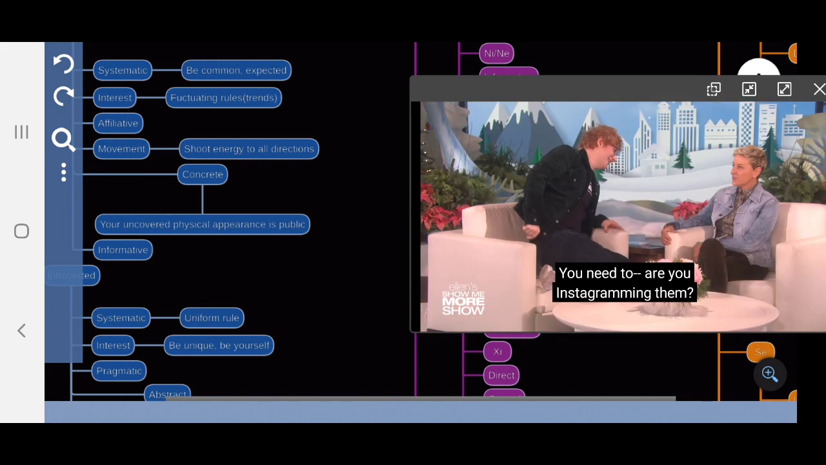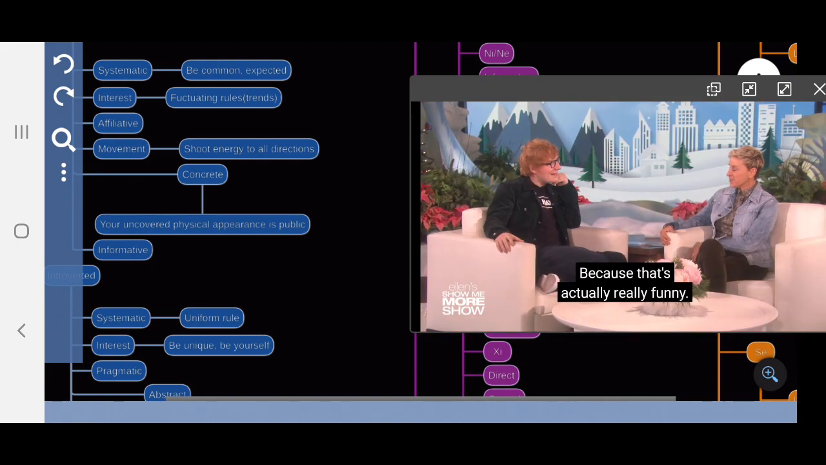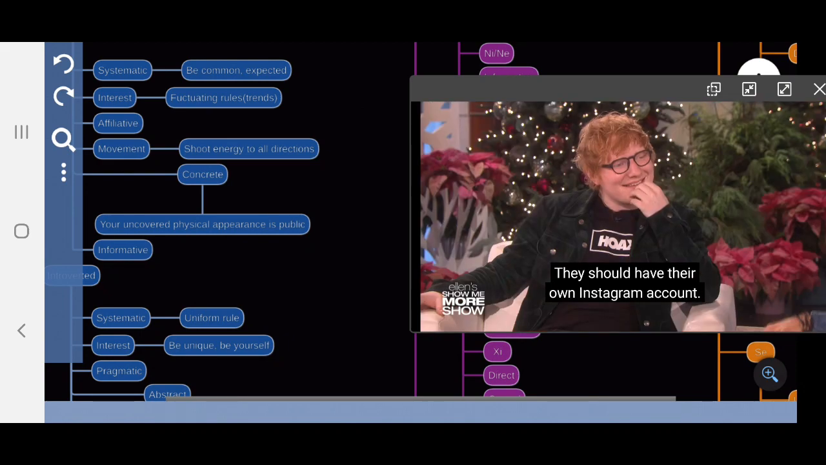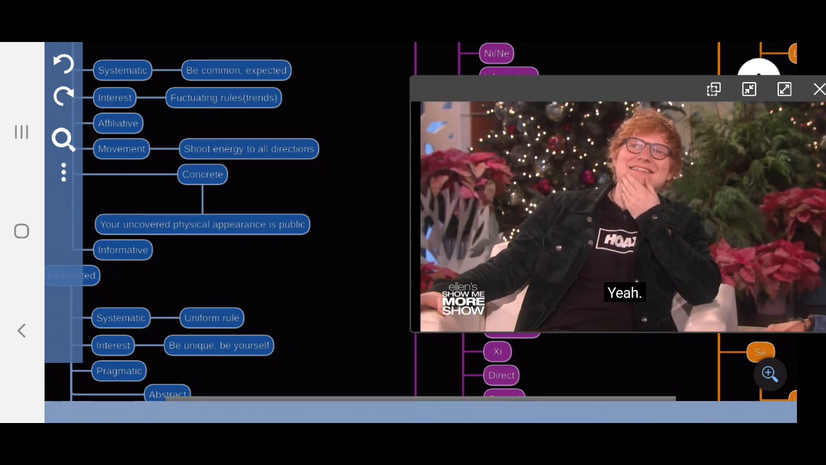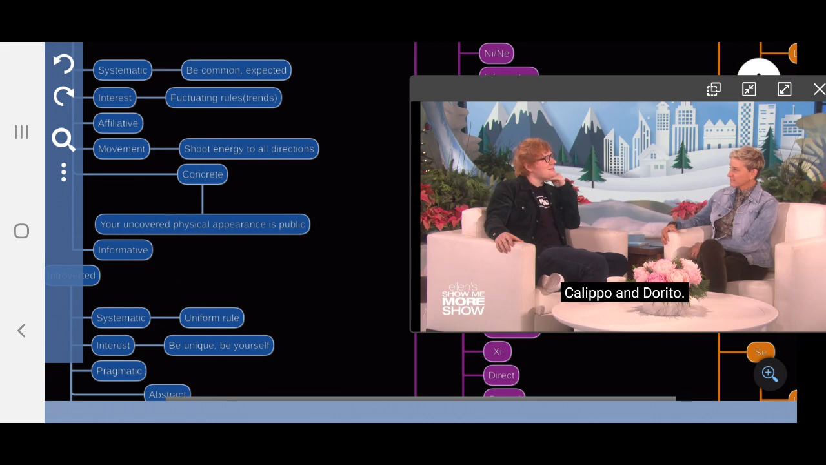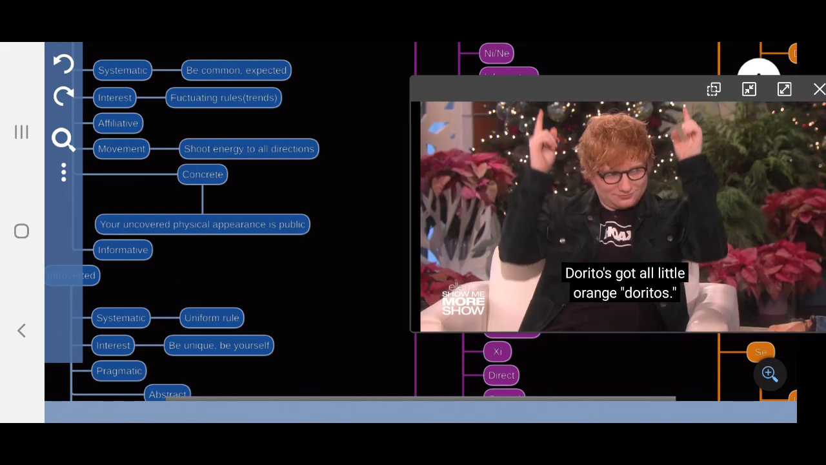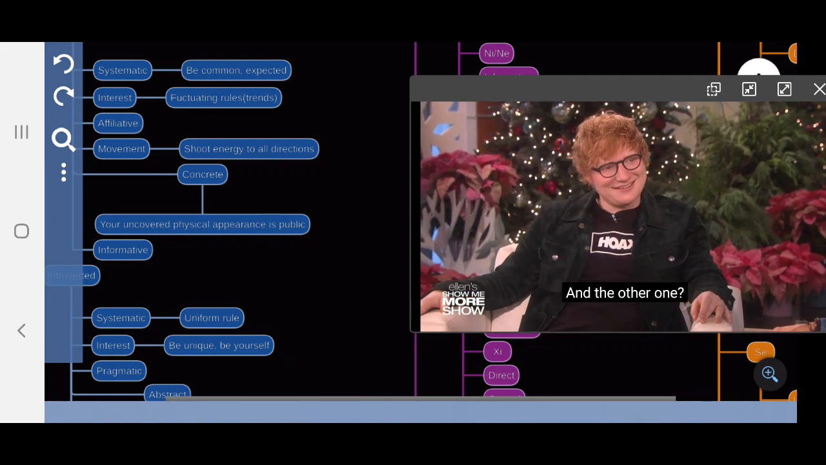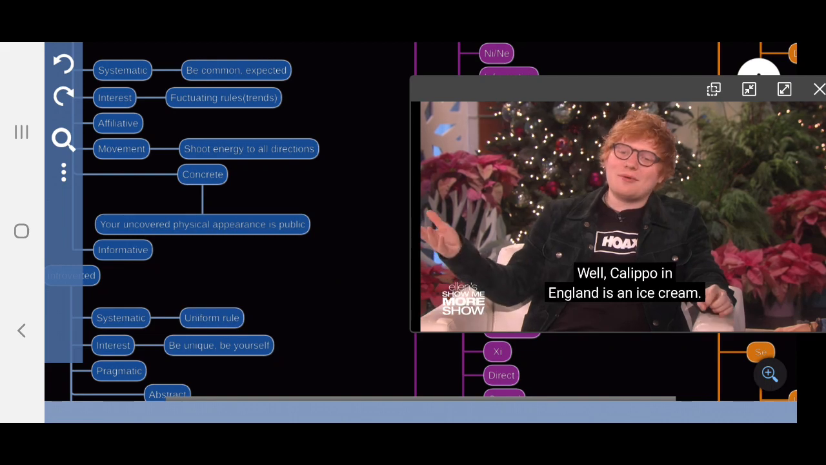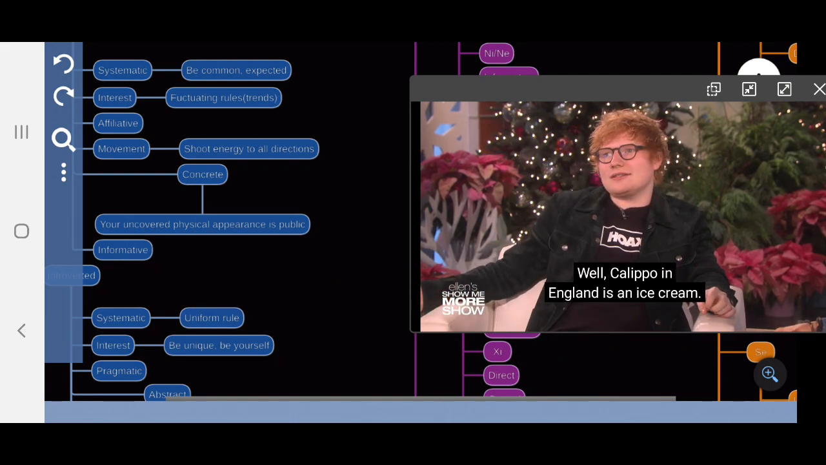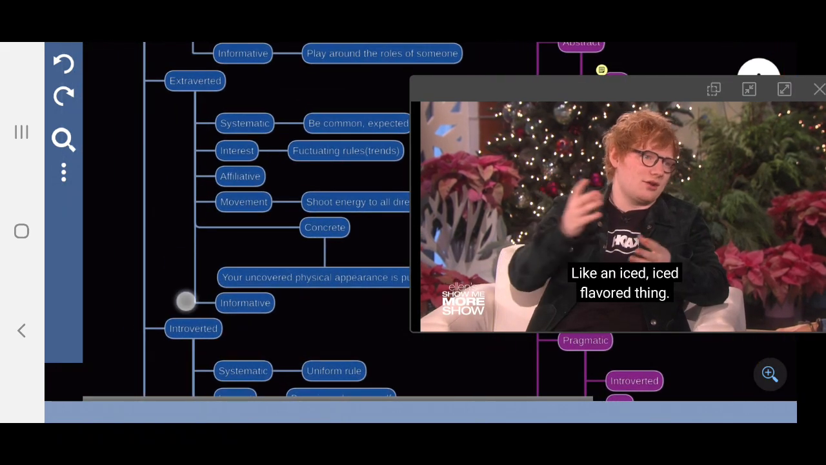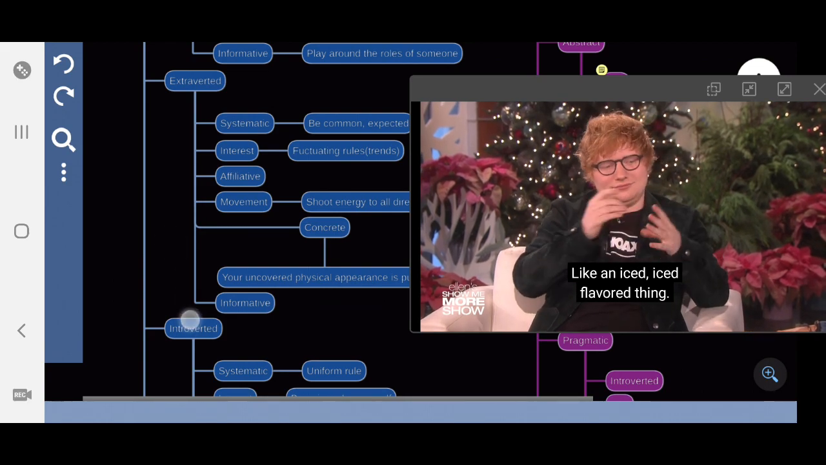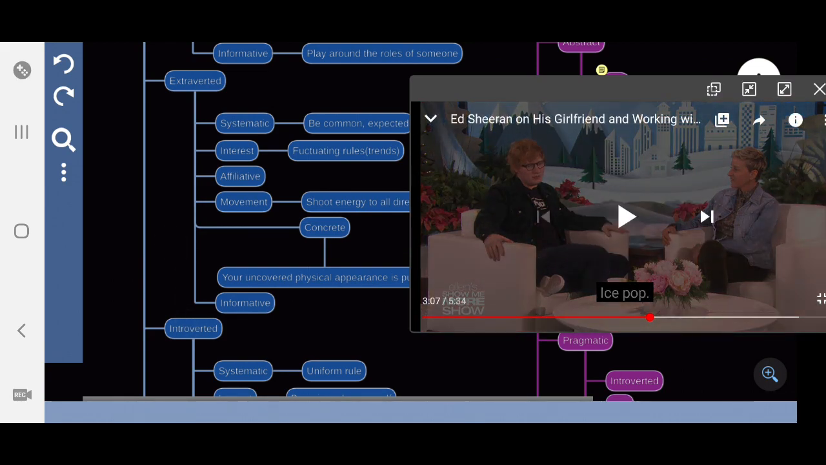That's adorable. Yeah. Are you Instagramming them? Because that's really funny. They should have their own Instagram account. They should. Yeah. What are their names? Calippo and Dorito. Well, that's why you've named them. Dorito's got little orange markings like Doritos. And the other one? Oh man, well, Calippo in England is an ice cream, like an icy flavored thing. Yeah. Gonna have trouble explaining things.